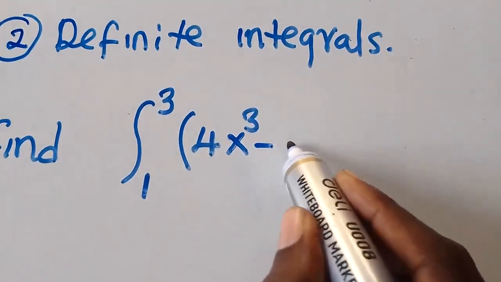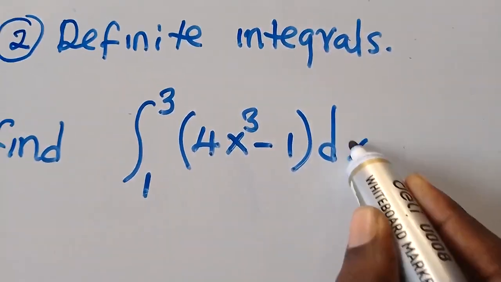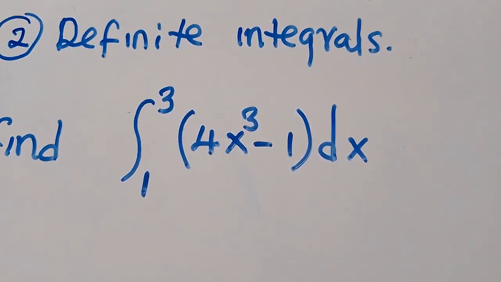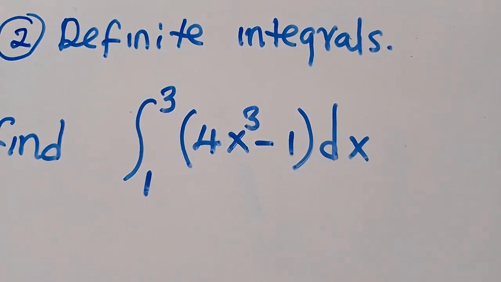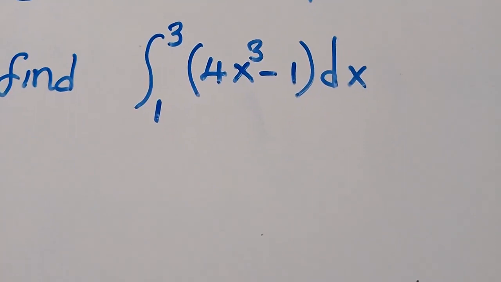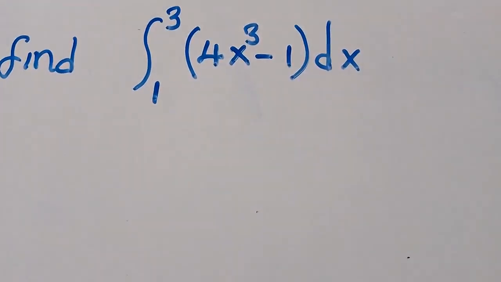4x to the power 3 minus 1, then dx. This is with respect to x. This is what it means. So you are told to work out this, to evaluate this. How can you go about this one?